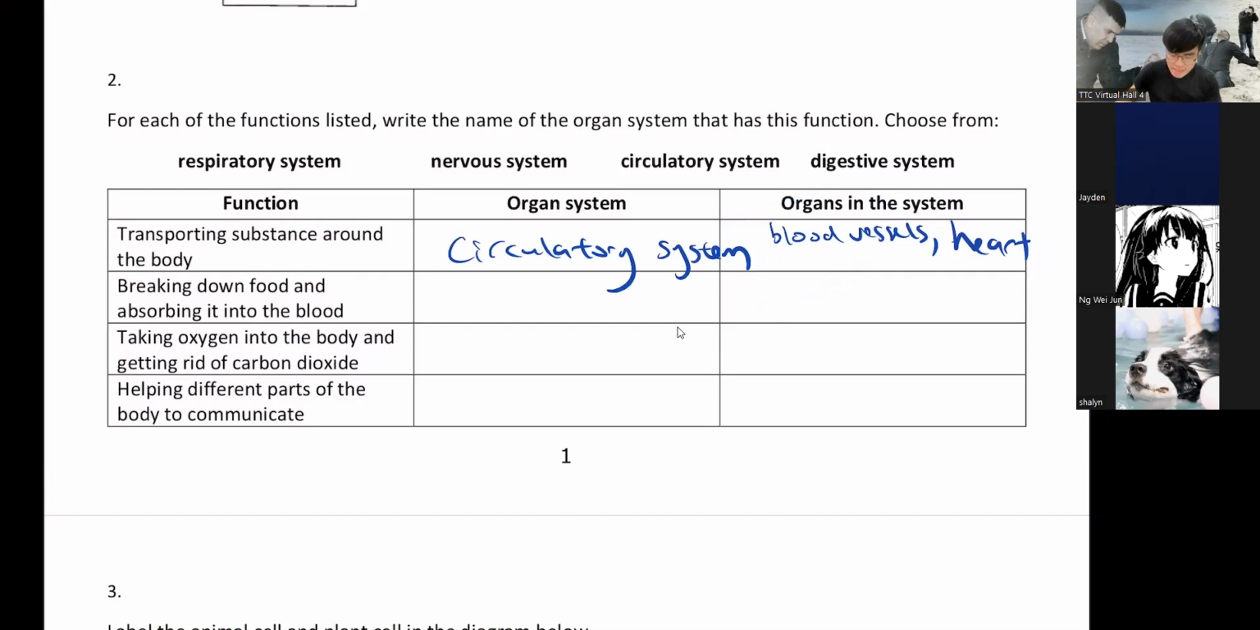Okay, so next, breaking down food and absorbing it into the blood. So what breaks down your food? That would be your digestive system. You digest your food. Breaking down food is digesting food. So what organs are here?